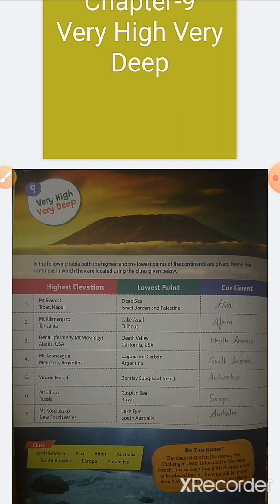Number 6. Mount Elbrus, Russia. Mount Elbrus is also an inactive volcano in southern Russia, and Mount Elbrus is the 10th most prominent peak in the world. It is 5,642 meter high from the sea level, and it is in Europe continent.